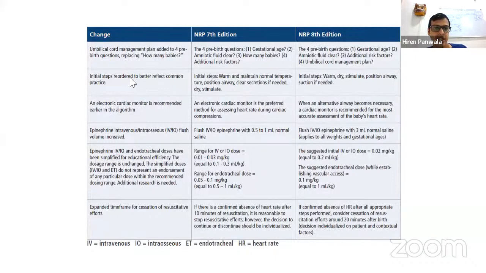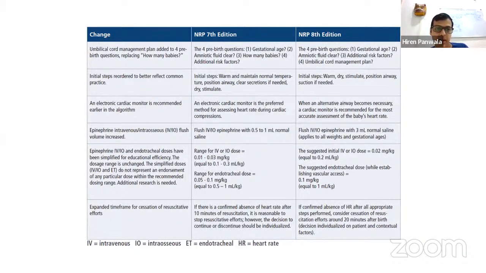Another one is initial steps reordered to better reflect the common practice. Initially it was warm, position, airway, clear secretions, and dry and then stimulate. Instead, it is just rationalized and put there as what we routinely do. We would warm, dry and stimulate the baby before we go ahead with the position and suctioning. So just a change in the sequence.